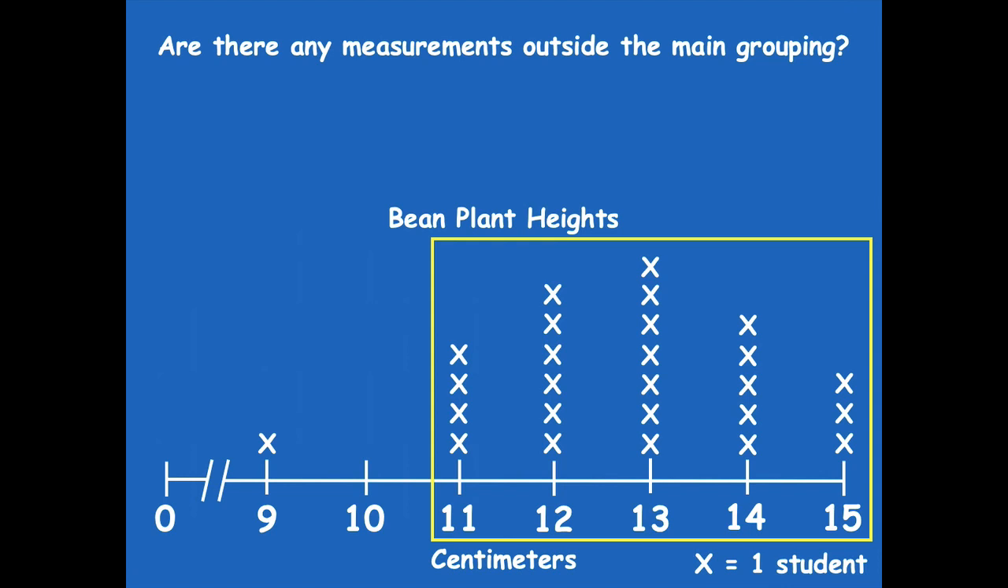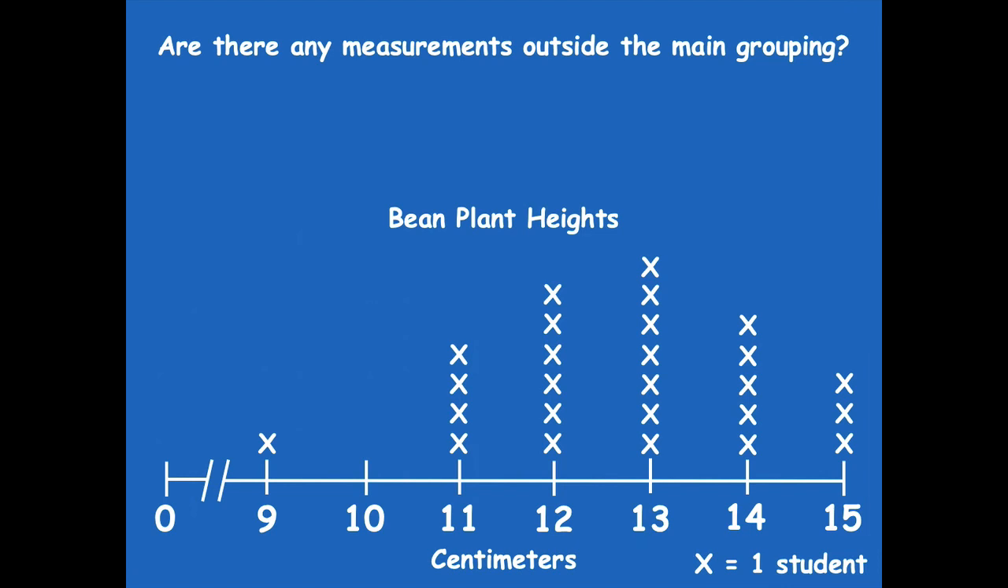All right, friends, what do you think? Yeah, there is, right? This 9-centimeter plant all by himself, right? So why might this one plant not grow the same as the others? Yeah, maybe the needs that it has weren't met. So maybe it didn't get enough water or had poor sunlight or poor soil. So there are different reasons why this plant might not have grown to the same height as the others.